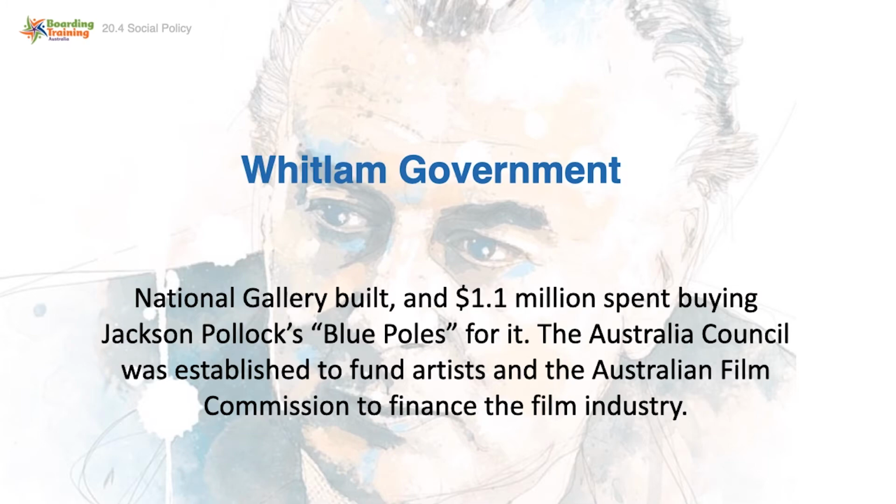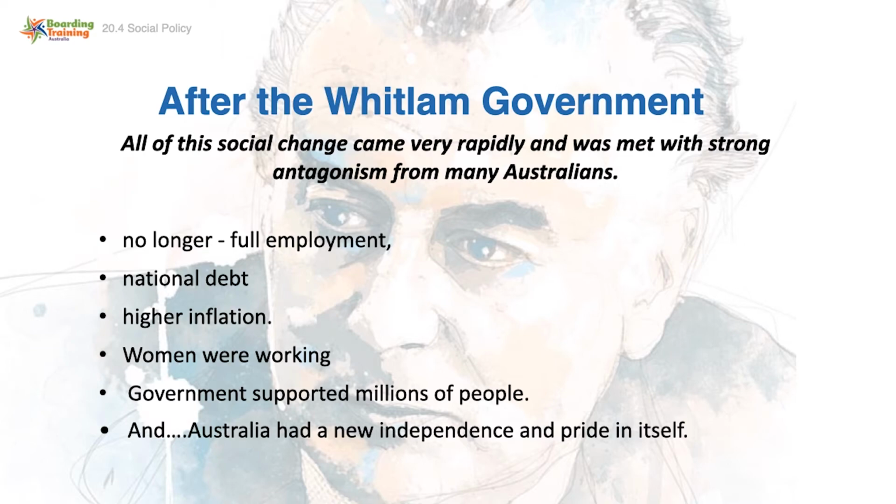The National Gallery was built, and $1.1 million, which was a huge sum of money in those days, was spent buying Jackson Pollock's Blue Poles, which was a very large and quite famous painting. The Australian Council was established to fund artists, and the Australian Film Commission to finance the film industry. So you can see that huge change that just happened in a few short years.